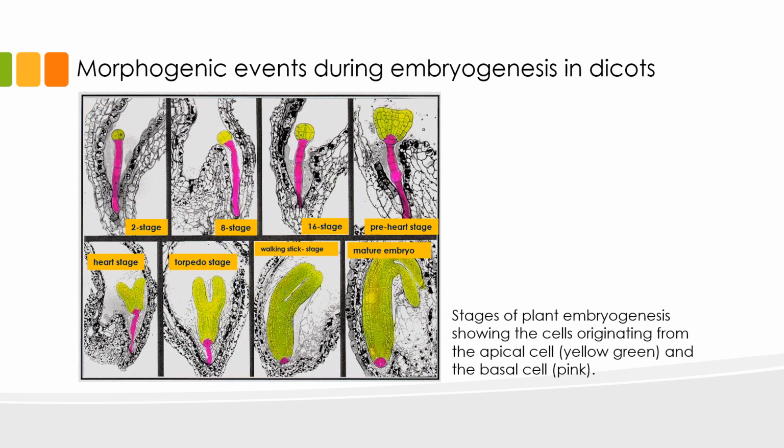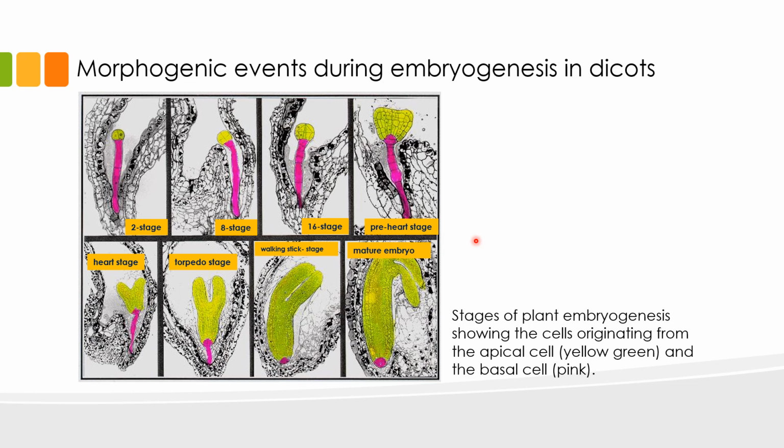This slide summarizes the different morphogenic events in dicots as it progresses from a 2-cell stage to a 16-cell stage to the heart-shaped stage, the torpedo stage, and to the mature embryo stage. I want to reiterate here that the asymmetrical division that started from the zygote is very important in establishing the polarity of plants. In this slide, you can see the cells originating from the apical cell and the basal cell.